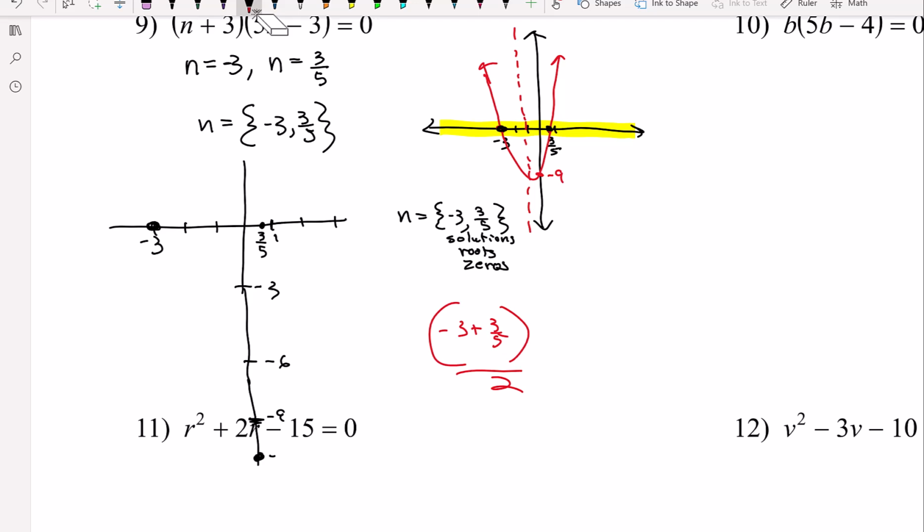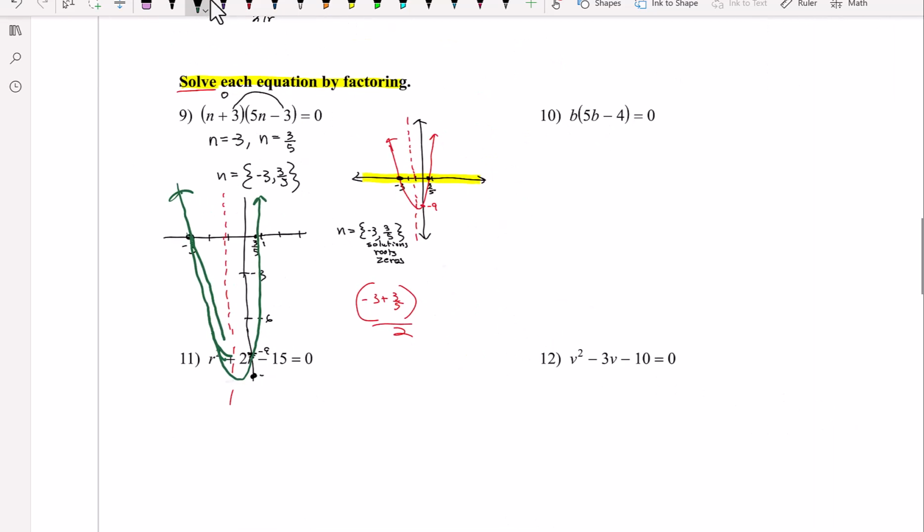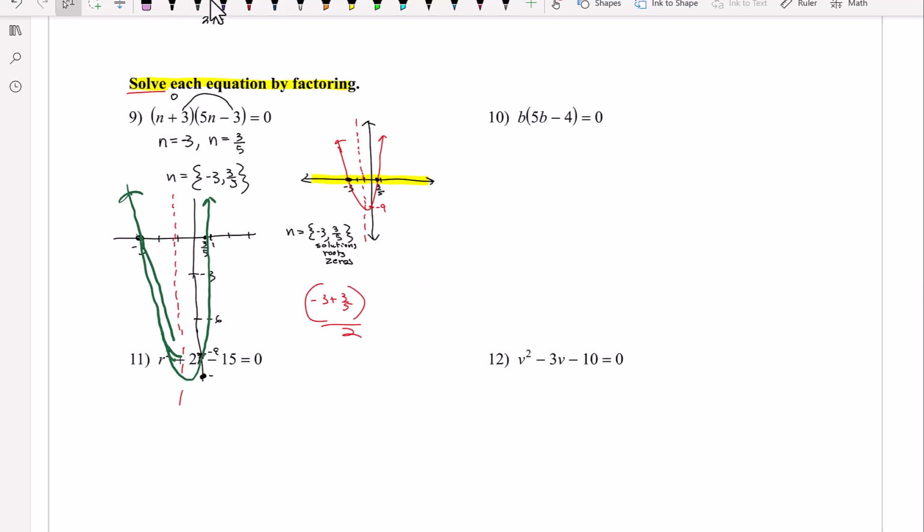And we get negative 6/5, or negative 1 1/5. Oh, I eyeballed that pretty well that first time. So there's your axis of symmetry. And then you're just going to graph. It's going to come down here. Oops. Probably going to do something like this. I don't know, that's kind of a plausible graph. Okay, so that is solving by factoring.